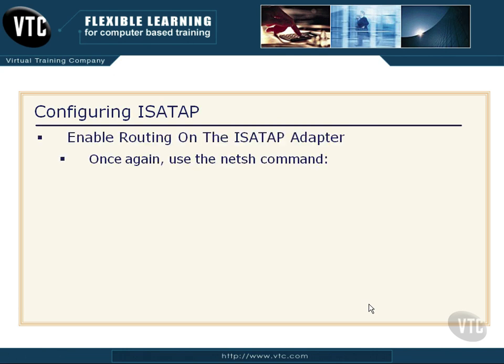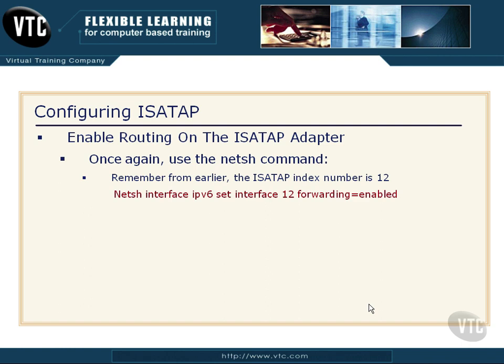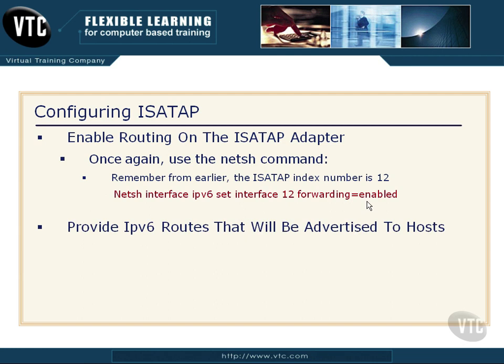Then I need to enable routing on the ISATAP adapter. Once again, the netsh command. And remember from earlier, the ISATAP index number is 12. And so I will call netsh interface IPv6 set interface 12, forwarding is enabled. And then I will provide the IP version 6 routes that will be advertised to hosts.